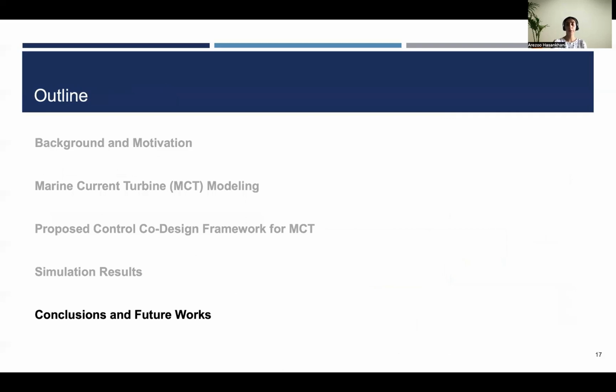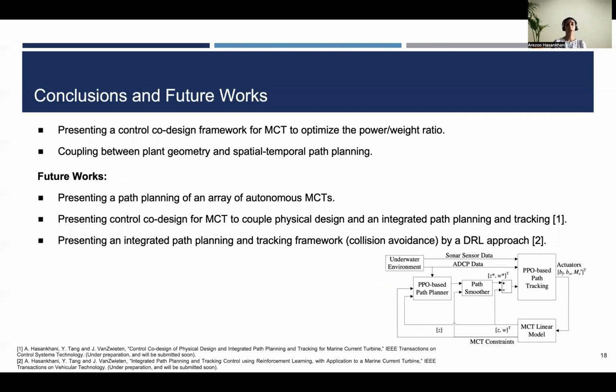Okay, now I want to conclude the presentation and give you the future works to continue this current study. So in this presentation, I present a control co-design framework to couple the physical design and also spatiotemporal path planning and find the optimal power to weight ratio for the MCT system. As the future works to continue the study for the MCT system, we can consider presenting the path planning algorithm for the array of the autonomous MCT system. Also, we can expand the current study as the control co-design framework for the MCT to couple the physical design and the integrated path planning and tracking framework together.